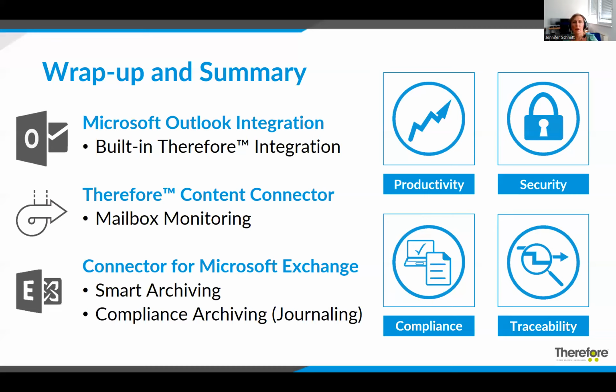Number 2 is the Therefore Content Connector Mailbox Monitoring. This requires the Content Connector license, and in this case, you set up a profile and a job, and you tell the system when emails should be saved to Therefore from which box, and the system does it all on its own. If you're interested in learning more about the Content Connector, check out our e-learning electronic document import. I cover a lot about mailbox monitoring in that course.